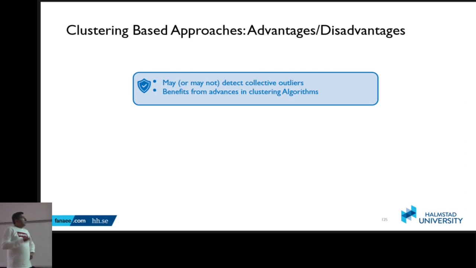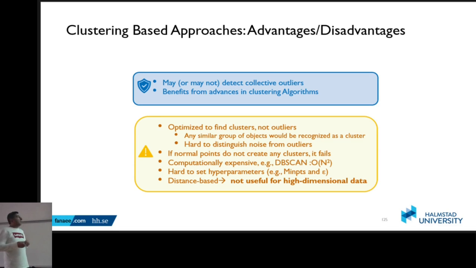So the clustering-based approach in general has potential to detect collective outliers, but it depends on the number of clusters that we set and this kind of thing. And then we can benefit from the advances in clustering algorithms. Their disadvantage is that they are optimized to find clusters, not outliers. So any similar group of objects would be recognized as a cluster, although they can be outlier groups. So it's hard to distinguish noise from outliers. If normal points do not create any clusters, it fails.